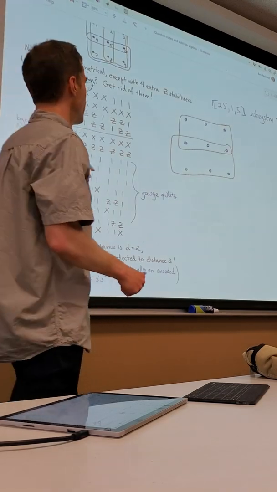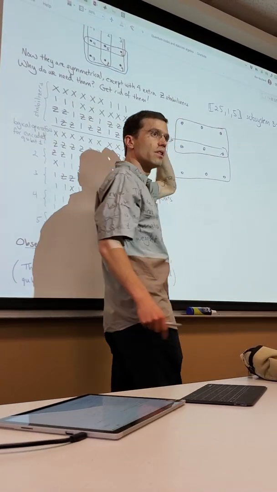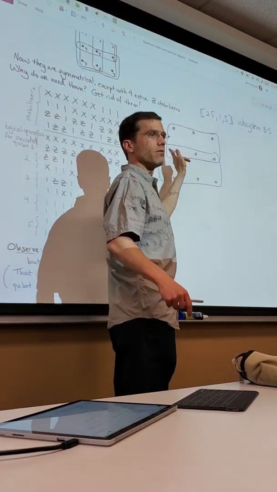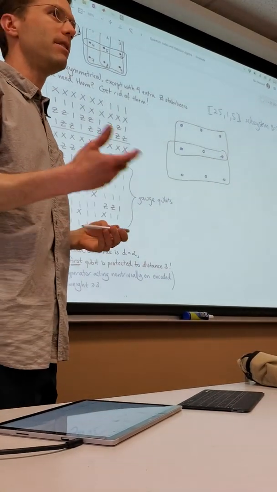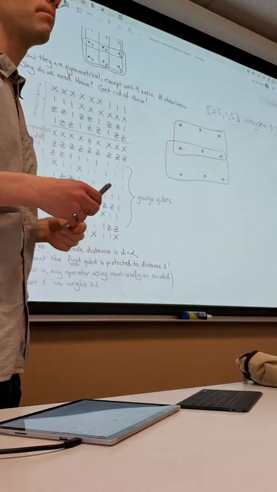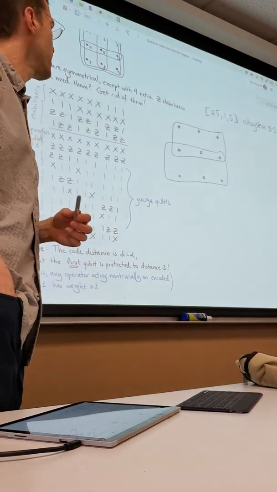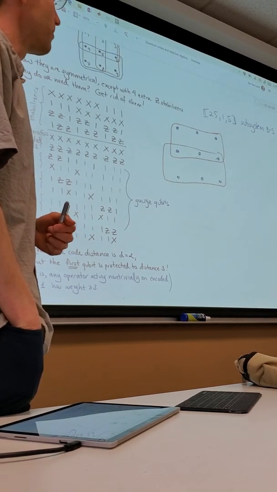And so even though the stabilizers have weight 6, you only need to do 2-qubit measurements. And they're nicely geometrically local if you arrange the qubits in a square lattice like this. So physically that's a pretty nice property, especially for superconducting. Weight-2 measurements, and you get a really nice code.